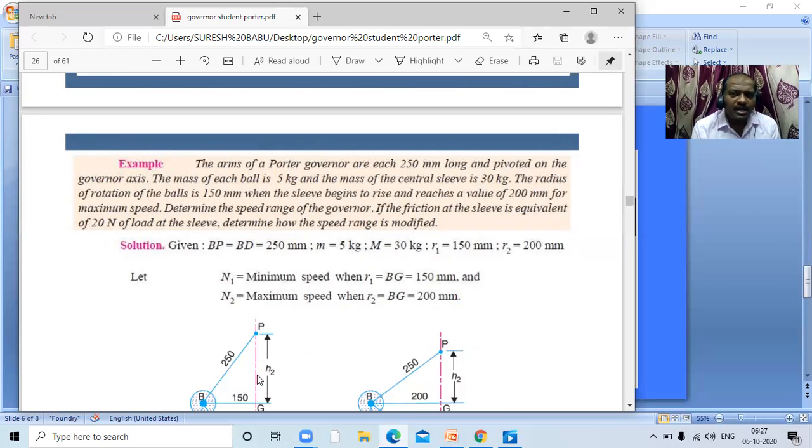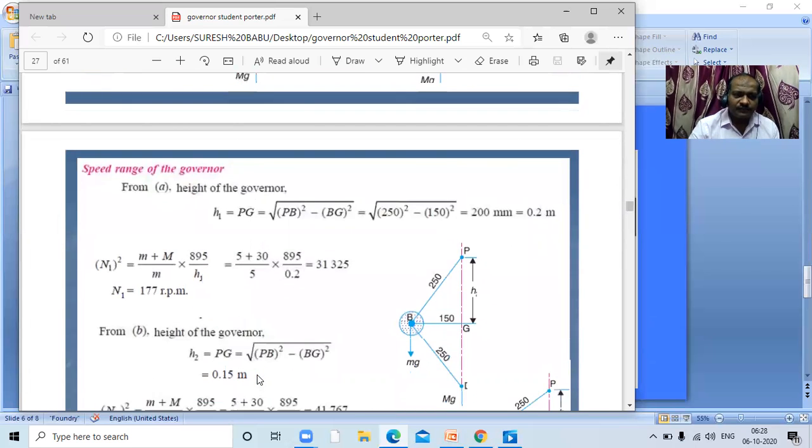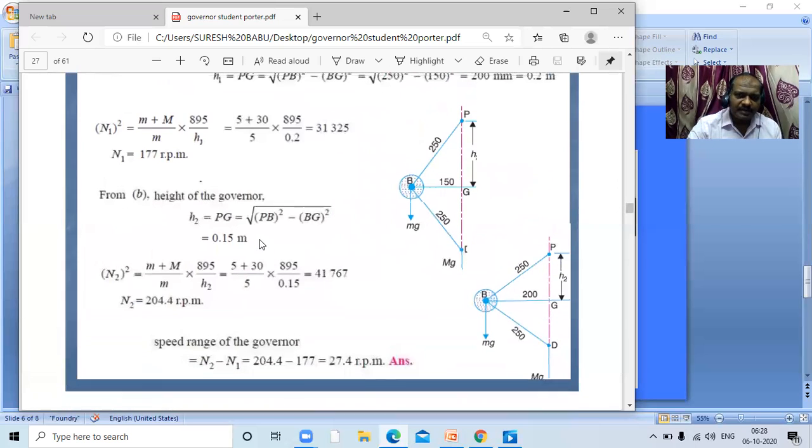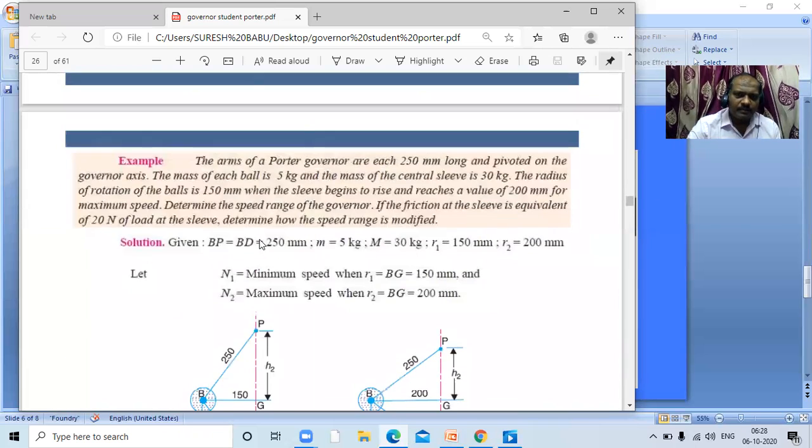Now we are going to solve one problem on this Porter governor. See, derivation and Porter governor problems will come for 14 marks. It is very simple to solve this also, if you remember the formulas. Only a simple formula is there. The first formula, the relation between the speed and the governor, is N square is equal to small m plus capital M by small m into 895 by h2 for N2 speed. For N1 speed it is h1, that is maximum speed and minimum speed. Let us solve this problem.